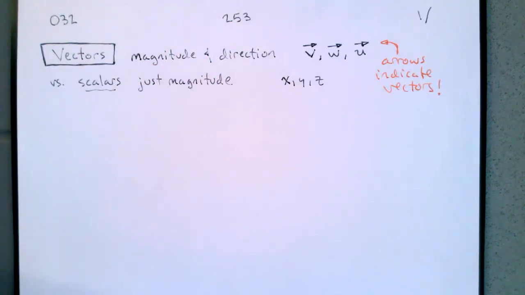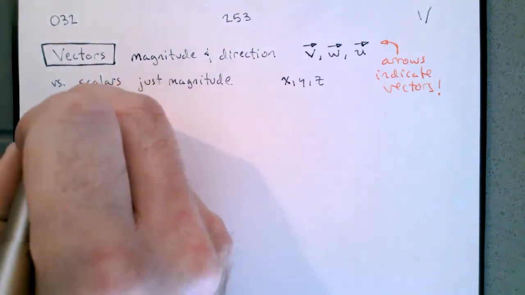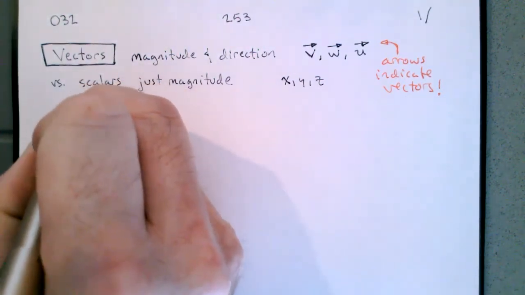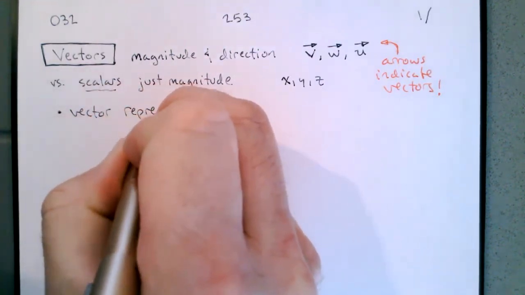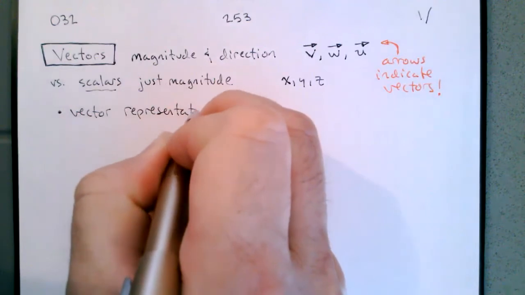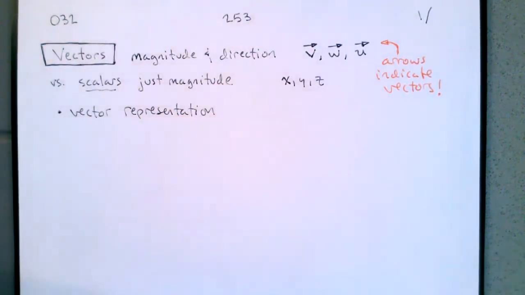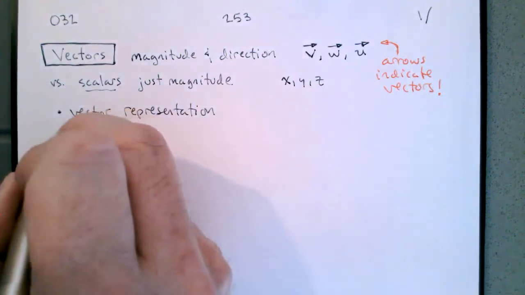So we need to think about vector representation. How do we write them? How do we describe them graphically, algebraically? How we think about them verbally. And we also need to think about vector operations.